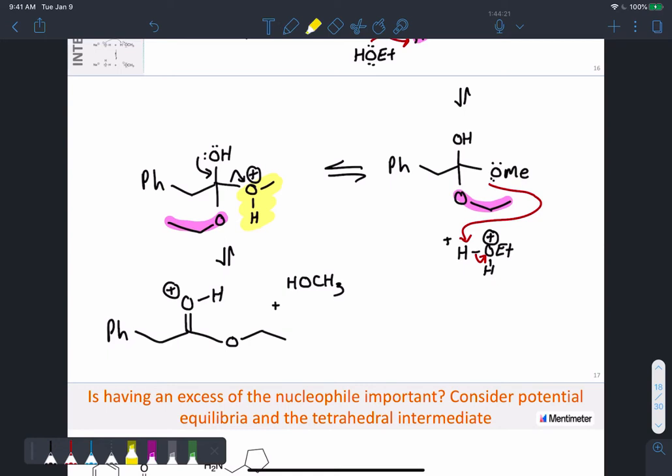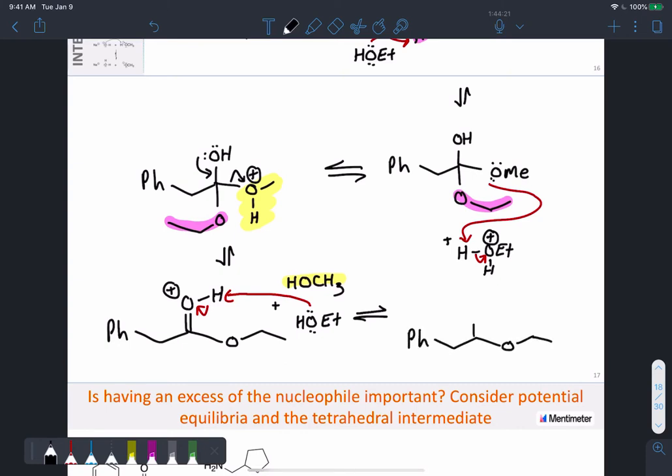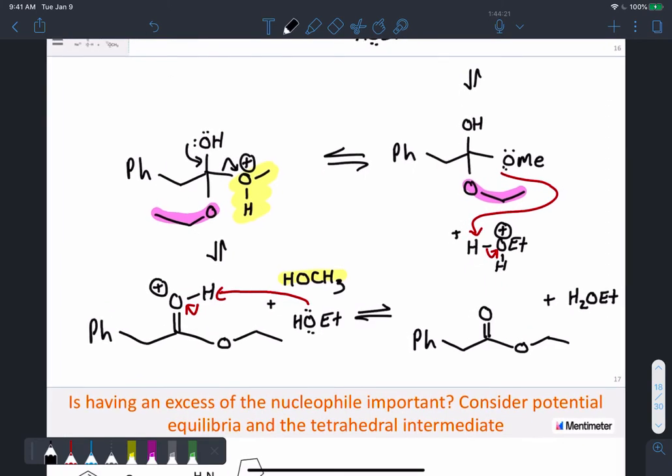So, leaving group that just left. Still, though, in very large excess is that solvent. So, still the most likely to act as the base in that reaction. And then we've essentially regenerated the catalyst that can go back to the reactor with another molecule of starting material.